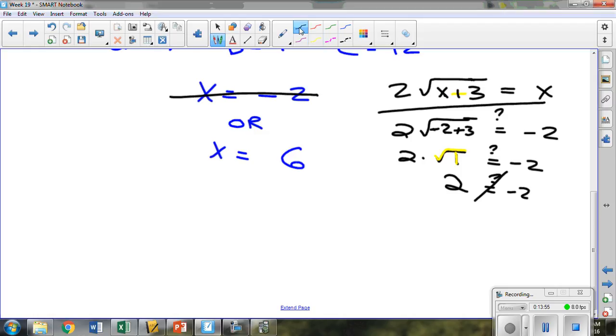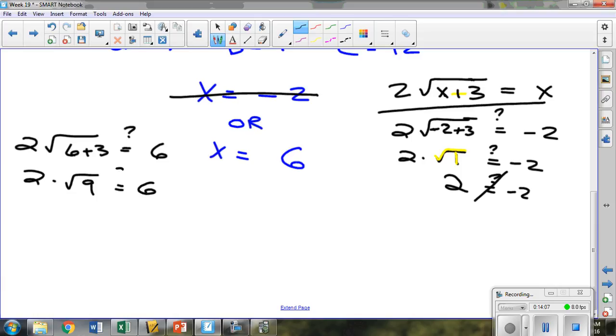Let's check the 6. 2 times 6 plus 3 equals 6. 2 times the square root of 9. So 2 times 3. Yes, that one works. And we actually have this one correct answer.